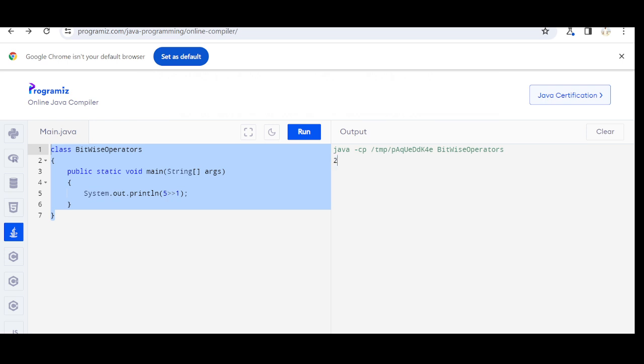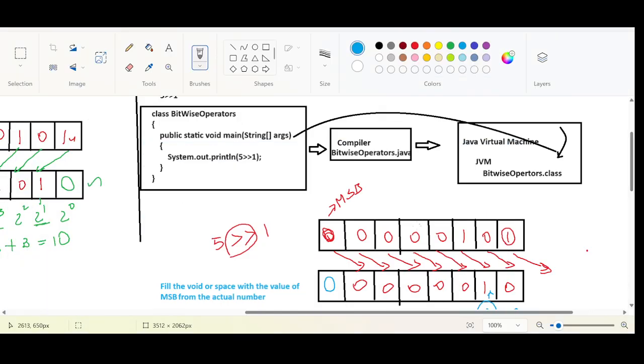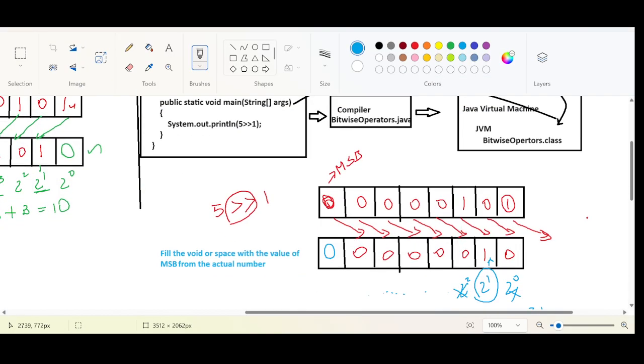Are we finding the same answer here? 2. Output is 2. Now we got to know why the output is 2. Each and every bit is getting shifted one position towards its right, and the void space is being filled with the most significant bit, right? And the rightmost value will not have any place or any memory allocated, so it is going to disappear. So when you say 5 right shift 1, the answer is going to be 2. Why 2? Because of this internal operation.